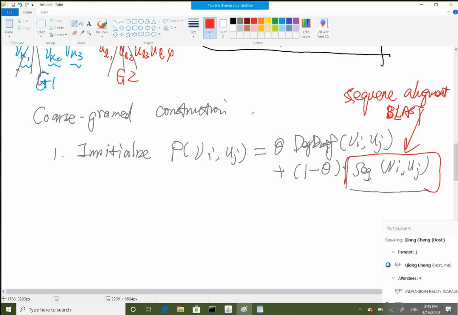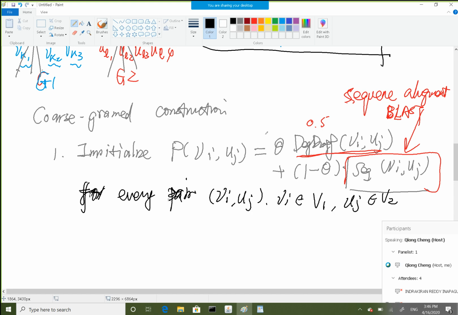It's just like comparing two sequences of text, just like comparing two emails. You can treat it that way. And this is just a heuristic method, and this is the degree difference. You can just put everyone to be 0.5. It's okay. And here we just initialize this for every pair, every VI and UJ, where VI belongs to V1 and UJ belongs to V2.